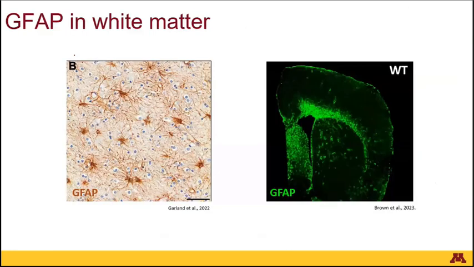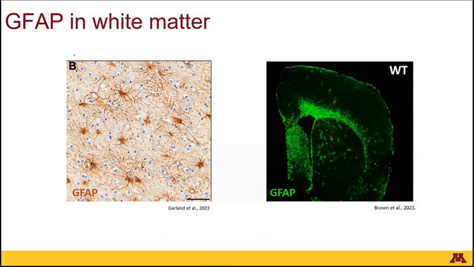White matter astrocytes are commonly GFAP positive, and that is true in humans and in mice. Here I have a picture of white matter from a control patient, a brain that is stained for GFAP. And over here, I am showing you a wild type mouse. I showed this picture earlier, where there's tons of GFAP in the corpus callosum, which is a white matter structure. So there is a lot of GFAP in the white matter normally.